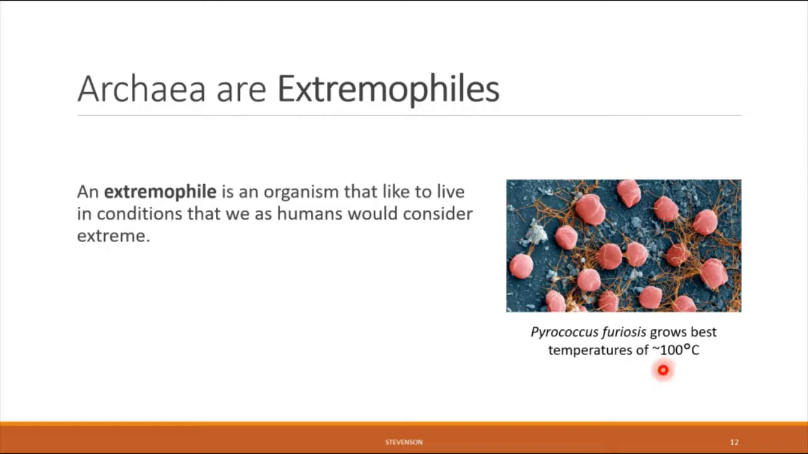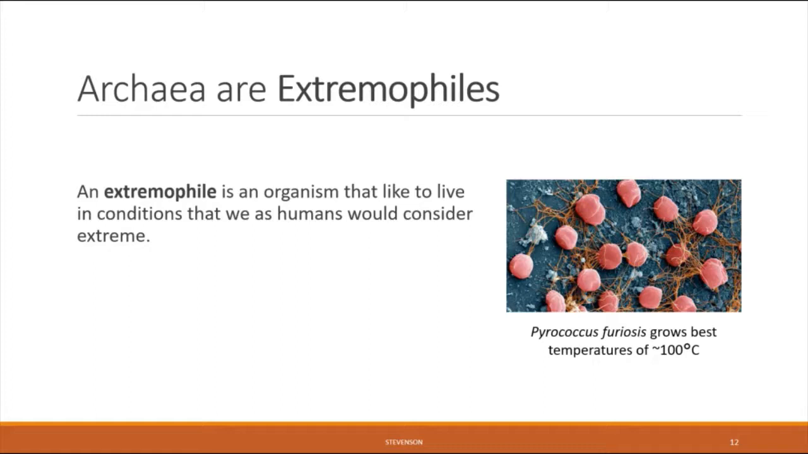100 degrees Celsius is the temperature at which water boils. So Pyrococcus furiosus actually likes to live in boiling water. That is its preferred habitat. This is what we mean when we say that they are extremophiles. But there are different types of extremophiles.